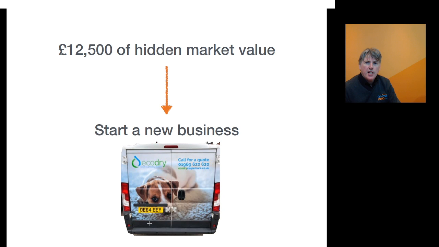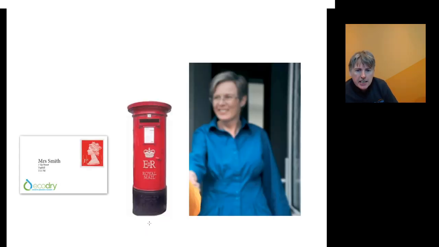How can you use that 12,500 if you have 500 customers? How can you unlock that hidden value that effectively you're just sitting on to start a new business, to generate more income, more turnover, and more profit? How could that customer base be used to send a brochure introducing the new EcoDry business from the people who brought you GutterPro, posting it out to the customer base?